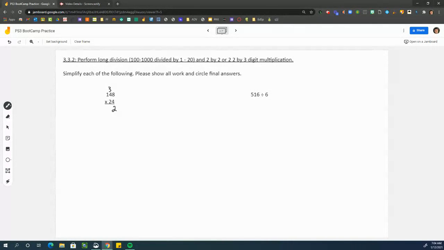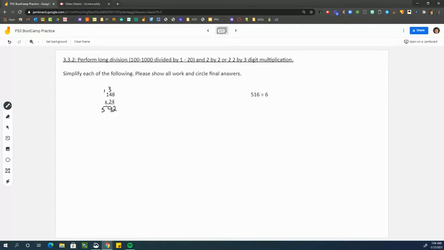And now we're going to multiply the ones by the tens. 4 times 4 is 16, plus 3 is 19. Okay, so that's a 9 in the tens place. And then a 1 goes into that hundreds place because it's 100. 4 times 1 is 4, plus 1 is 5.